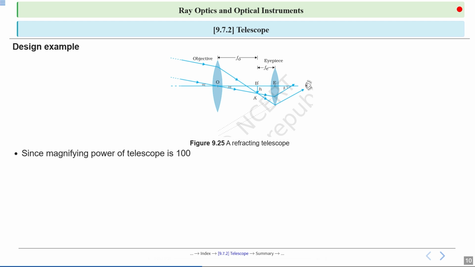Now the magnifying power of this telescope is 100. This means that the telescope can make objects appear 100 times larger than they do to the naked eye. Magnifying power is a critical feature of the telescope as it determines how much detail we can see in the distant objects.